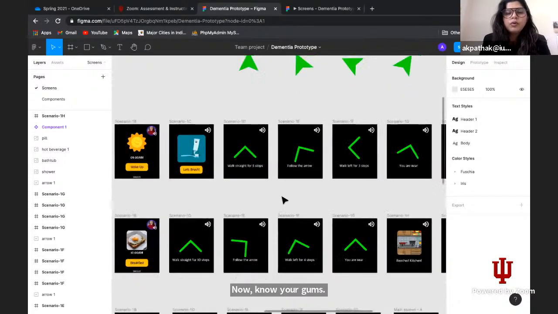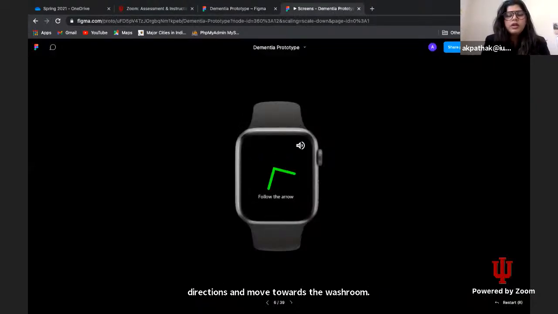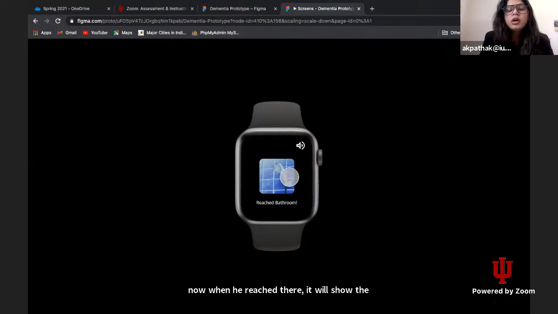So these are the 4 screens of the directions. Now here comes the inclusion of a sound tag, which helps the dementia patient find the direction toward a place, for example the kitchen or a washroom. The sound tag will beep there in the washroom. For example, if a person has to take a bath, the sound tag will beep there, and the person will follow these directions and move towards the washroom. So if he has to take a left or right, and now when he reaches there, it will show the next task to do for a few seconds.